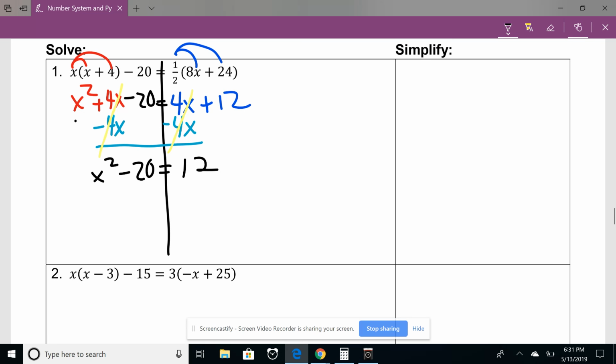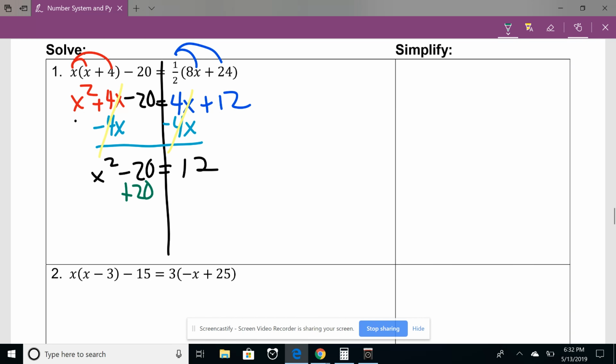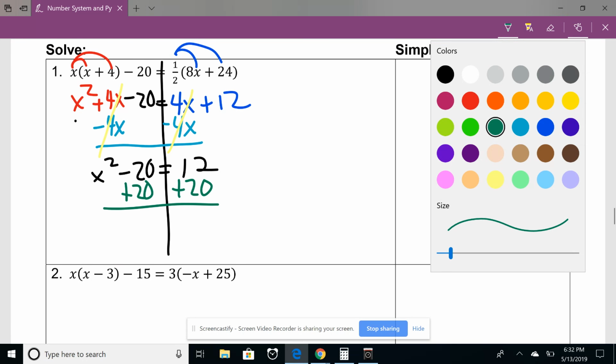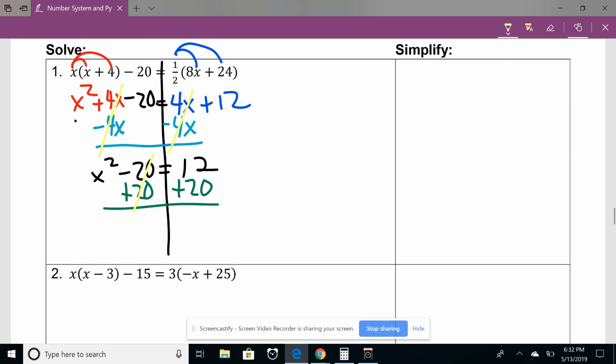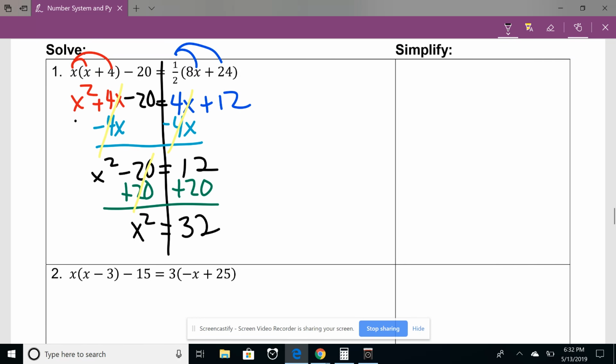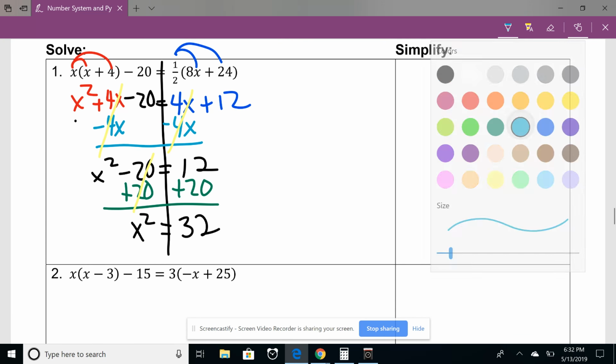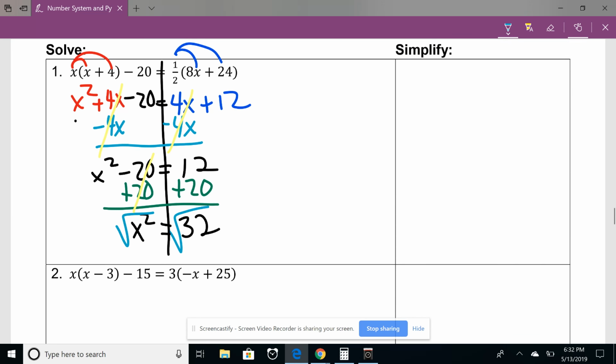I can go further in solving this equation by adding 20 to both sides. I want to get x by itself. Those cancel. So then I'm left with x squared is 32. Then, to get rid of the square, we have to find the square root. So I square root both sides. And so my x is going to be the square root of 32.